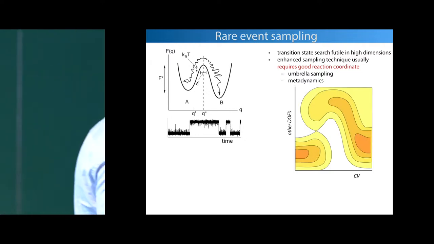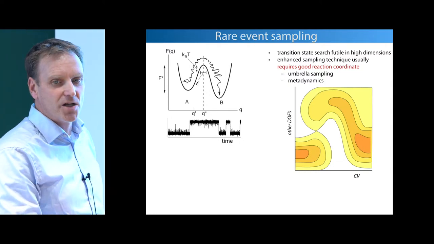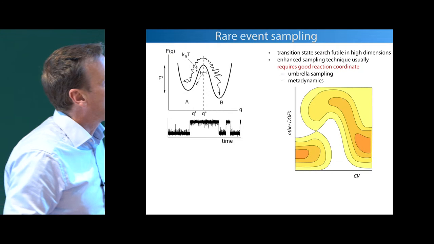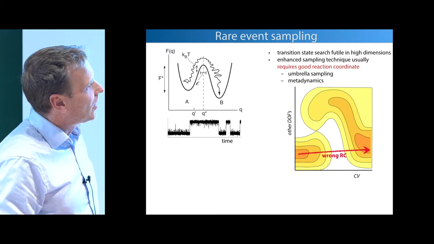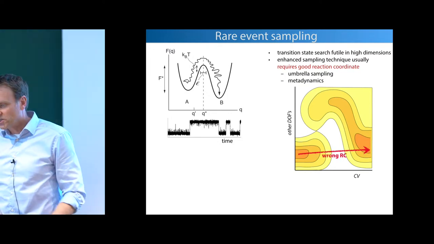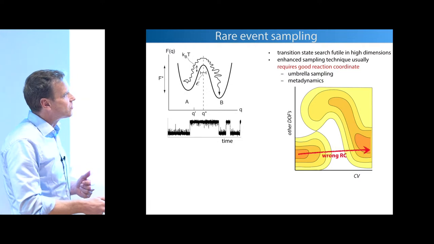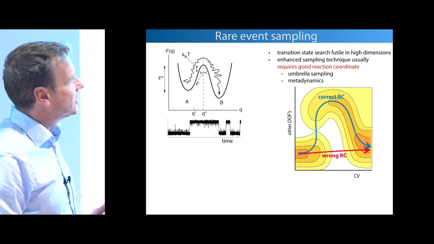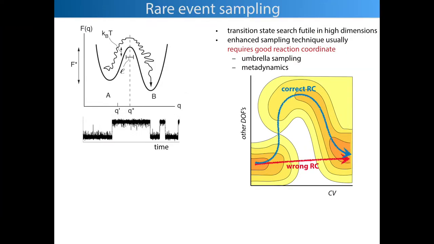And here is the famous picture that people have been drawing on the blackboard many times. If we know about a certain CV that we are trying to apply to our system, and you also have all kinds of other degrees of freedom that you maybe do not know about, then if you start over here in A and you want to push to B, and you push along here, then obviously you end in this white region, which is a very high barrier, and actually it's not the right mechanism that the system would like to take. So this is what I would call a wrong or an incorrect reaction coordinate. What, of course, the system would like to do is actually go like this and visit this transition state region. And this would be a typical picture of a correct reaction coordinate.